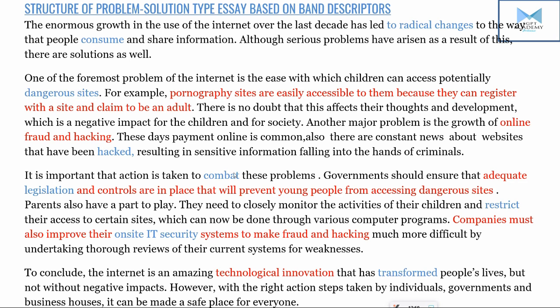You can see different types of sentences: complex sentences, compound sentences, as well as other types of usage, like foremost has been used, or where there is also used. So these show how grammatically appropriate it is. So this is all about the discussion of the problem solution type essay.